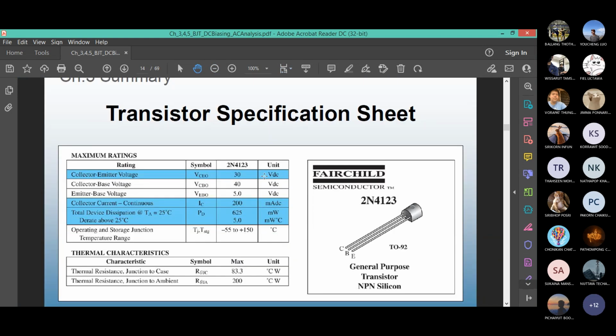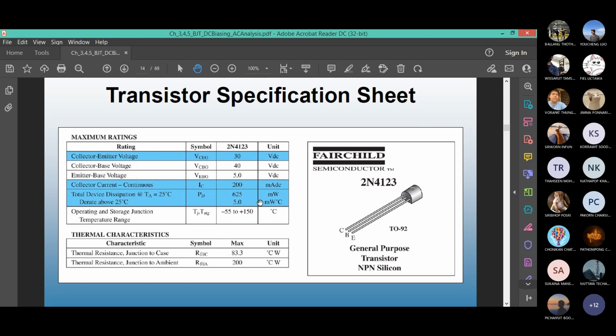This is an example of a BJT spec sheet. What does it say? What is the maximum allowable collector emitter voltage? So shaded in blue, and then collector current given the limit. What is the power dissipation? You see 625 milliwatt at 25 degrees Celsius.